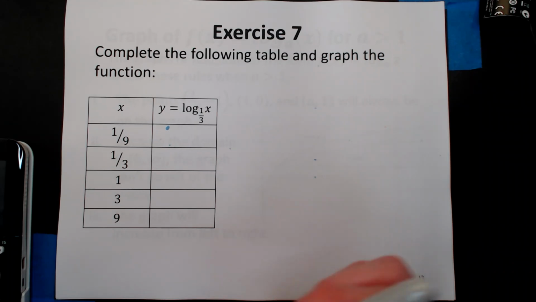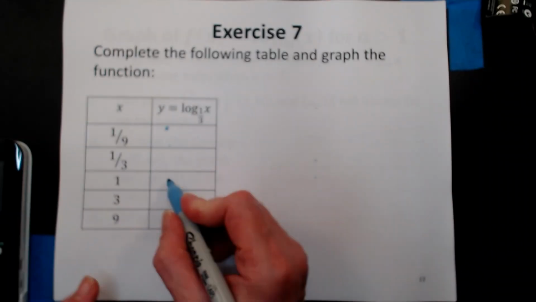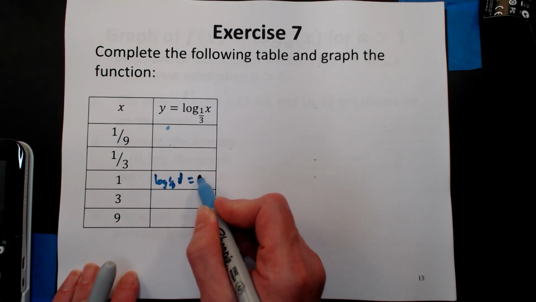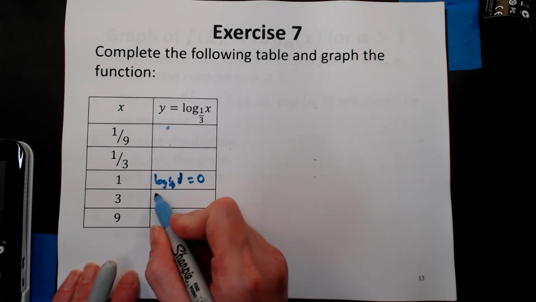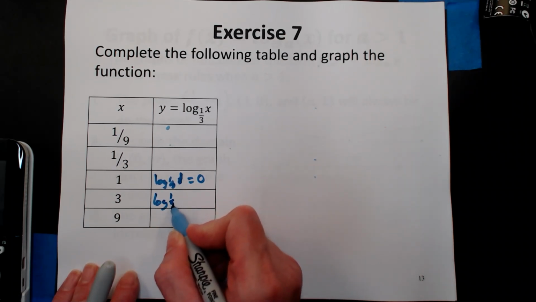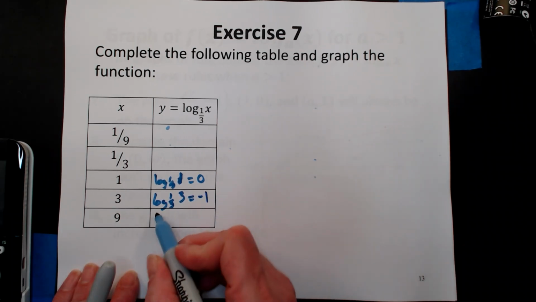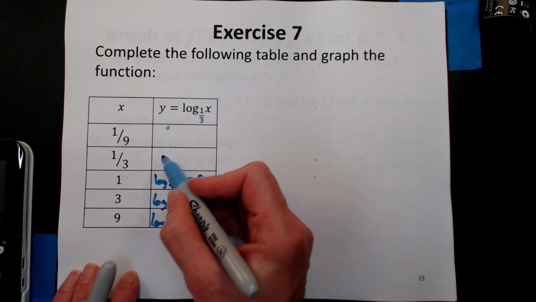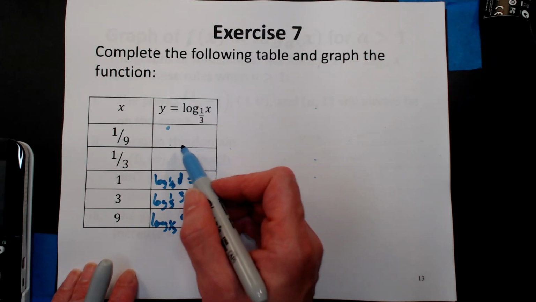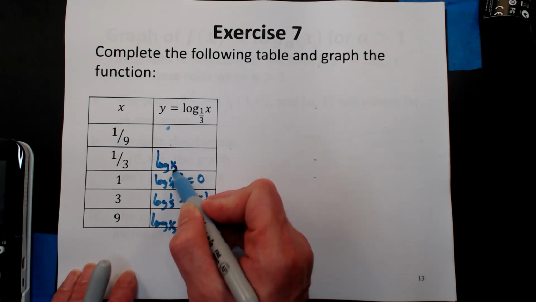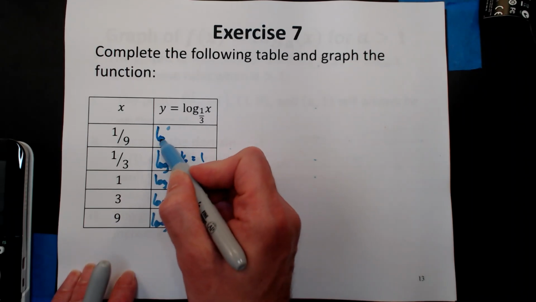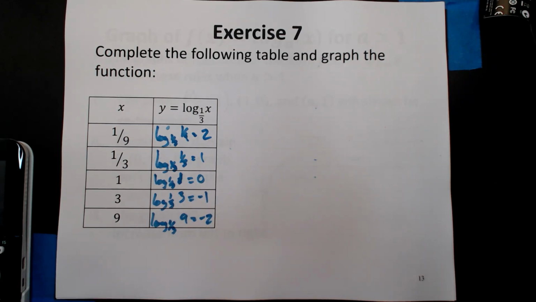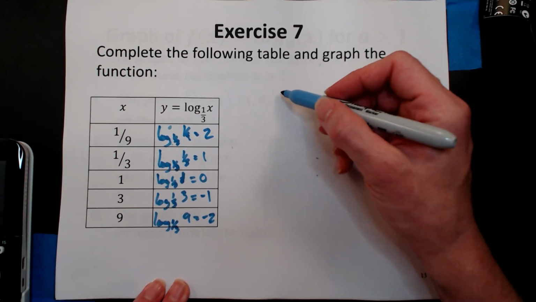Alright, so here this one's going to be very similar. And once again, it's easy to start out with 1 because the log base 1/3 of 1 is equal to 0. Then log base 1/3 of 3 is equal to -1. Log base 1/3 of 9 is equal to -2 because I take the reciprocal and square it. And then log base 1/3 of 1/3 is going to be 1, and log base 1/3 of 1/9 is going to be 2. So this is going to be very similar to the other graph, except it's going to be kind of in the other direction.